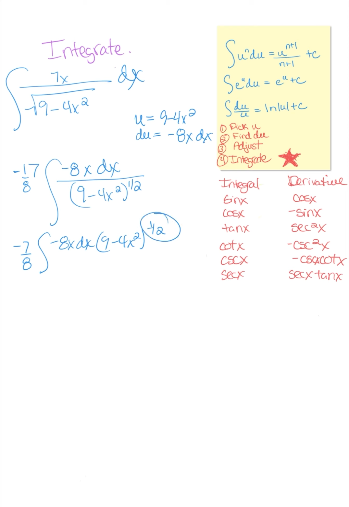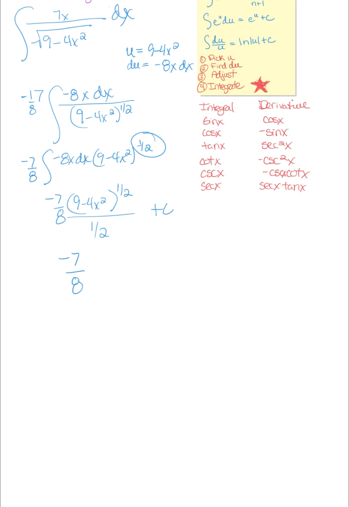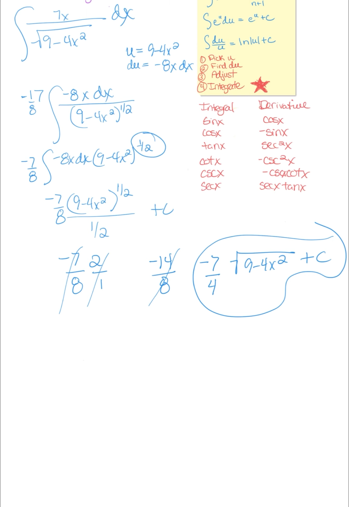All right, and so now we're going to integrate this power, and we do that by bringing our multiplier down. And then we have 9 minus 4x squared, add 1 to the power. That's going to make this 1/2. Divide by that new power, plus a constant of integration. And then we clean it up. Times that, so that's going to be negative 14 over 8, and then that'll be negative 7 over 4. I'm just going to get rid of those. Times, and then we can put it back the way that the question gave it to us underneath the square root, plus c. And that is our integral.